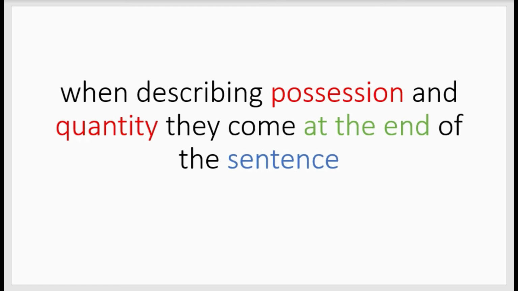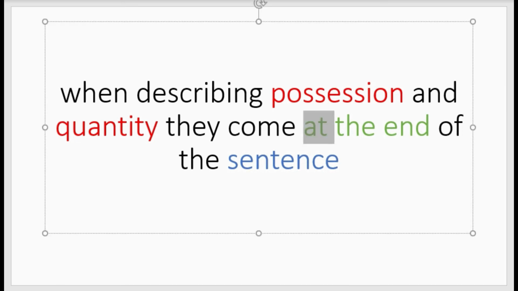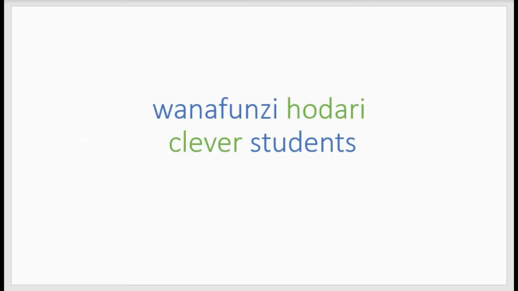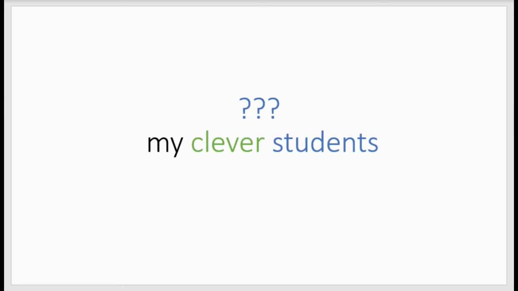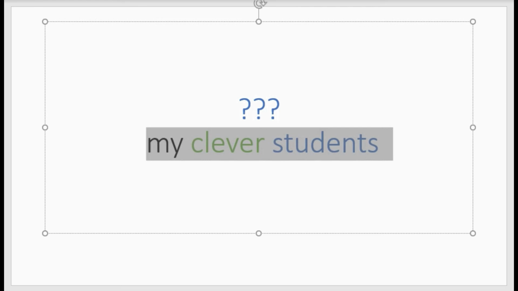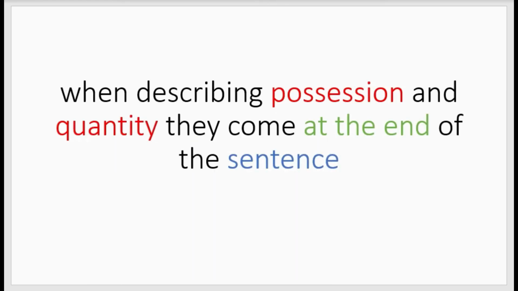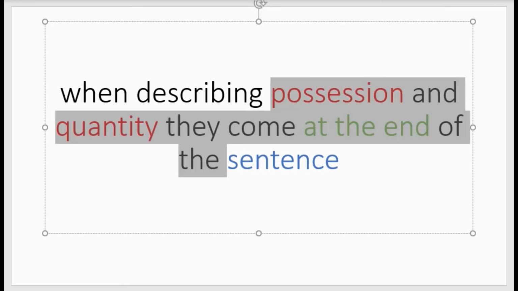When describing possession, though, and quantity, they come at the end of the sentence, okay? For example, wanafunzi hodari, clever students. Now, my clever students. You want to write that in Swahili. Remember, when describing possession and quantity, they come at the end of the sentence.